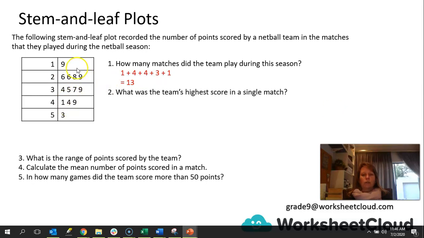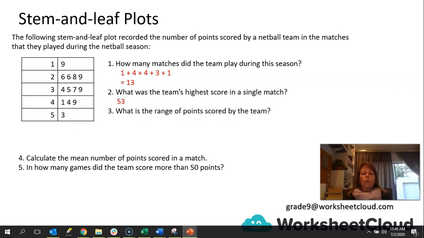Now all of these are single matches. So all we do is we go to the bottom and see what the last number is. And in this stem leaf plot, there's only 53. If there was 53, 54, 55, we would obviously take the last number written down here. So the team's highest score in a single match was 53.